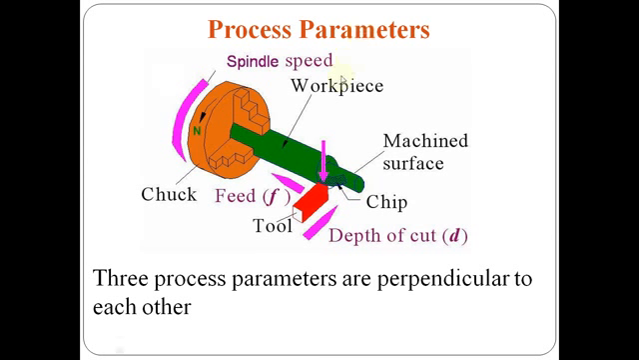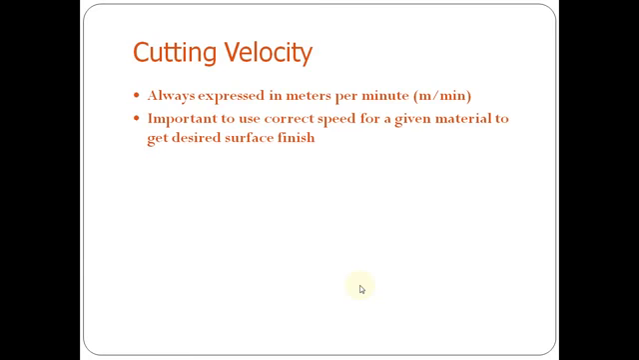The spindle speed, the feed, and the depth of cut will be the major components, which are mutually perpendicular to each other. Cutting velocity is always expressed in meters per second, and it's important to use the correct speed for a given material to get a desired surface finish.